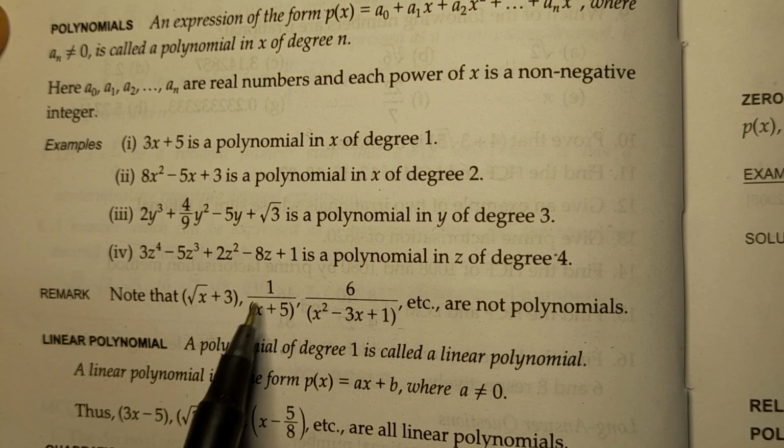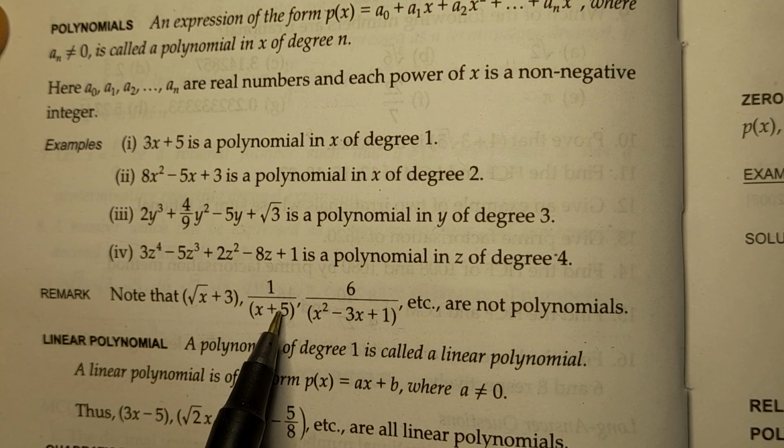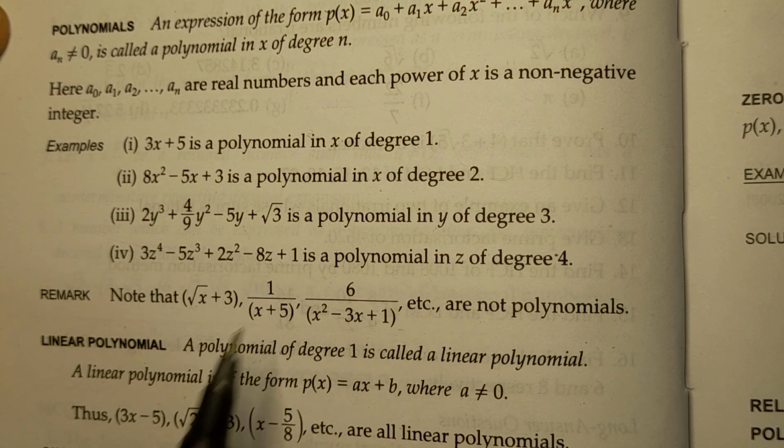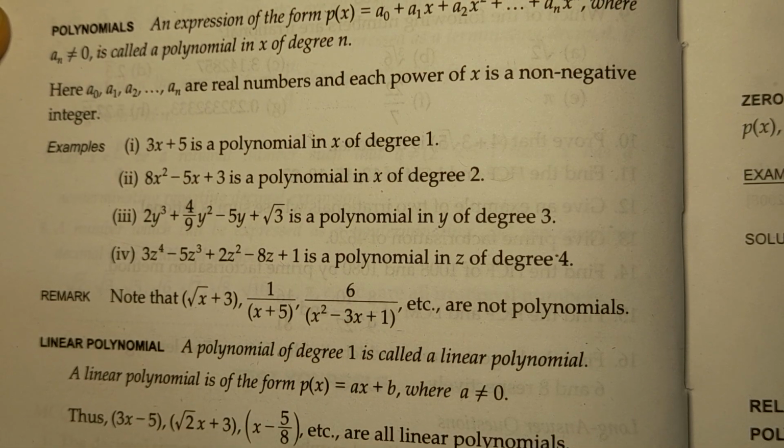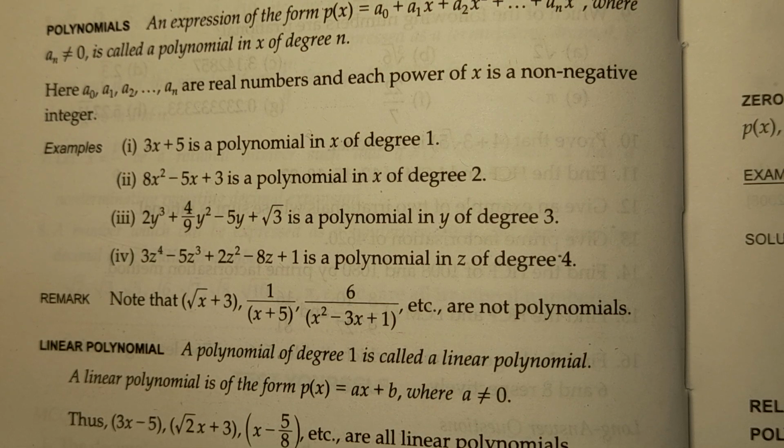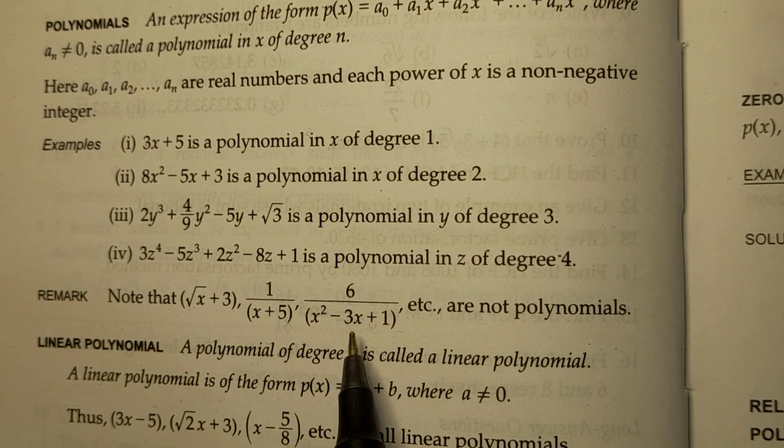Here also 1 divided by x by 5, it is in the form of a fraction. This will be downside. So if you bring it up, the power will be minus. The power cannot be a minus. So this is also not a polynomial, and this is also not a polynomial.